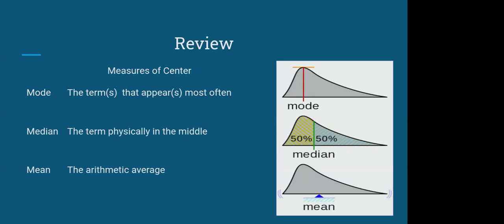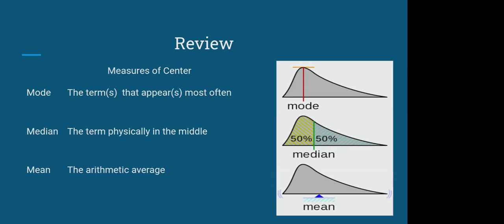The median, which is the term physically in the middle. Now, depending on the shape of the distribution, the middle will move. But again, when you think about the median, you just want 50% of the data on one side and 50% on the other. Now, if it was a symmetrical graph, yes, it would look even. Left side look like the right side. But when there is a skew, it moves.